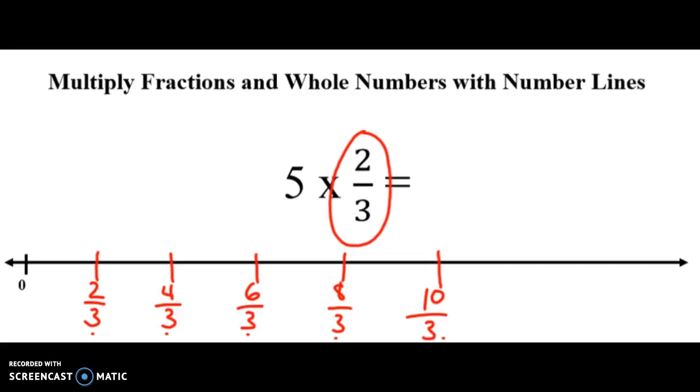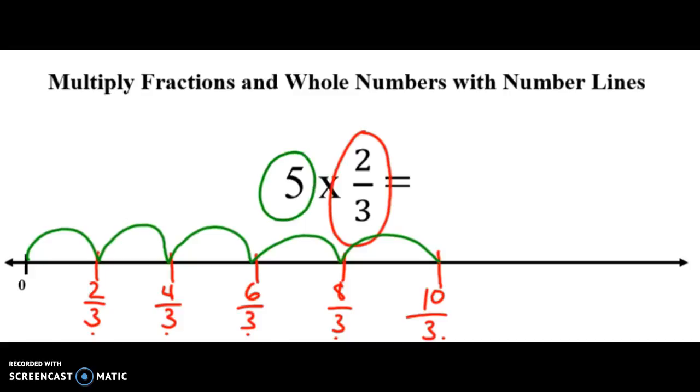Now, this is how you would use the number line to solve this. 2/3 to 4/3 to 6/3 to 8/3 to 10/3. I see here that I need to make 5 hops because I am doing 5 times 2/3. So it's 2/3 5 times. So in this case, our product, since we are multiplying here, would be 10/3. This is an improper fraction. If you were to convert it to a mixed number, it would be 1 and 1/3.